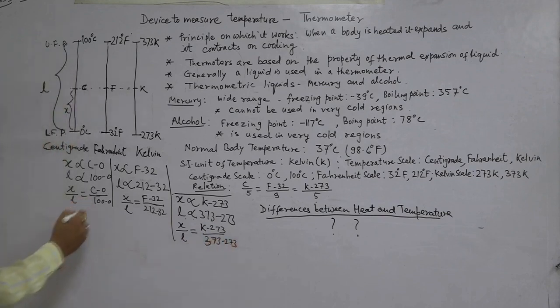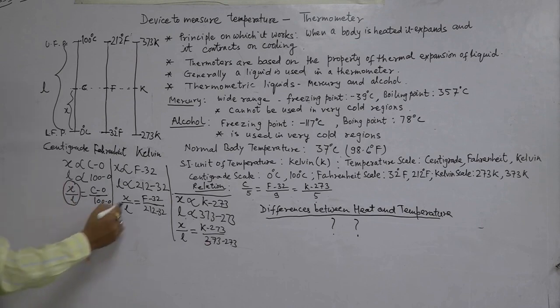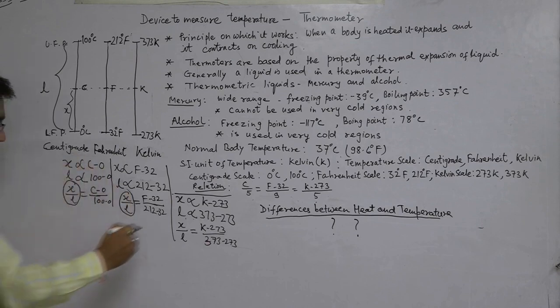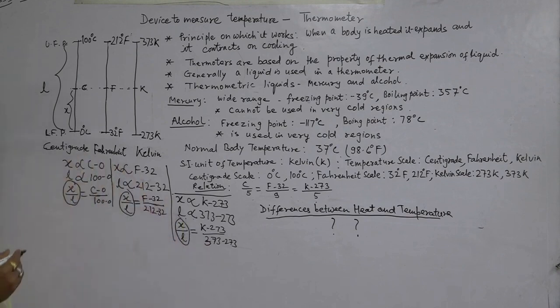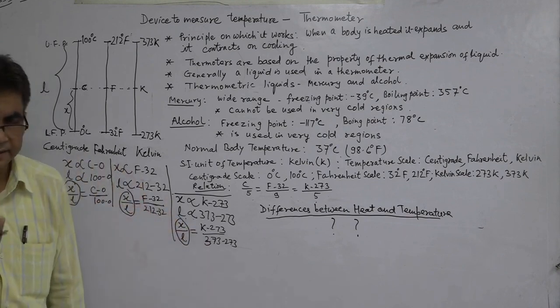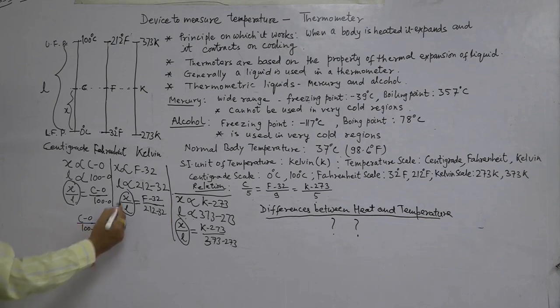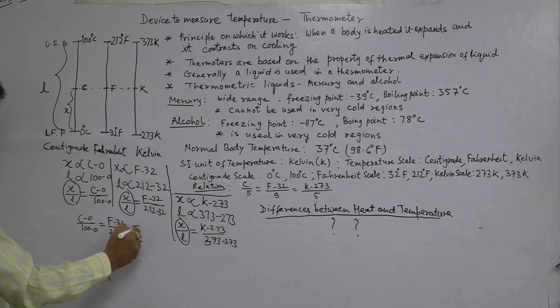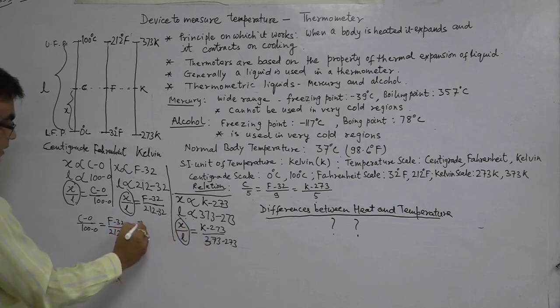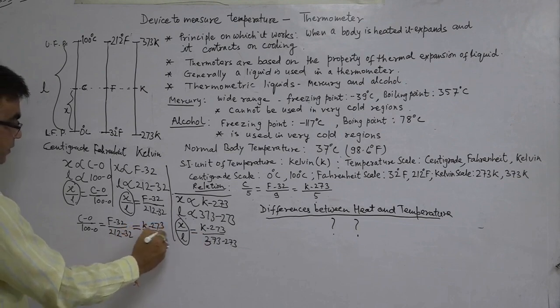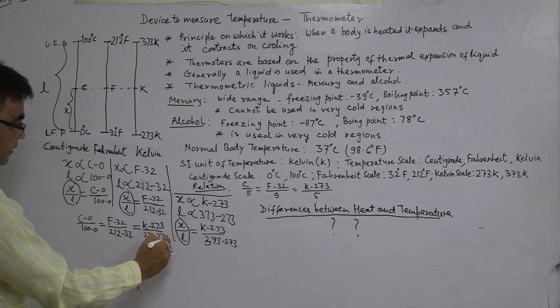Now look here, this is x upon L. This is also x upon L. This is also x upon L. All these three are the same, x upon L. So we can write for this x upon L, C minus 0 upon 100 minus 0 equals F minus 32 upon 212 minus 32, and this is also x upon L, K minus 273 upon 373 minus 273.